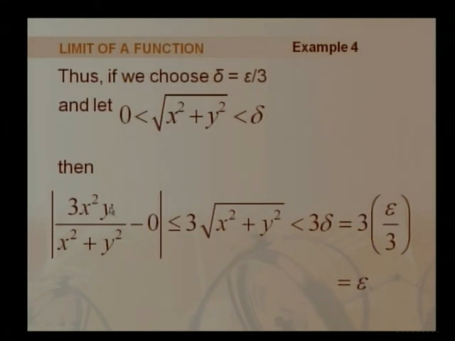And now if we take the value of delta as epsilon by 3, we will get 3x square into y upon x square plus y square, that is our function f of x y, minus 0. The modulus of this one is less than or equal to 3 square root x square plus y square. The value of square root x square plus y square is delta, so that will be 3 delta. And if we take delta equal to epsilon by 3, then we will get 3 epsilon upon 3. So cancelling this 3, we get that 3x square y upon x square plus y square minus 0, this distance, is less than epsilon.